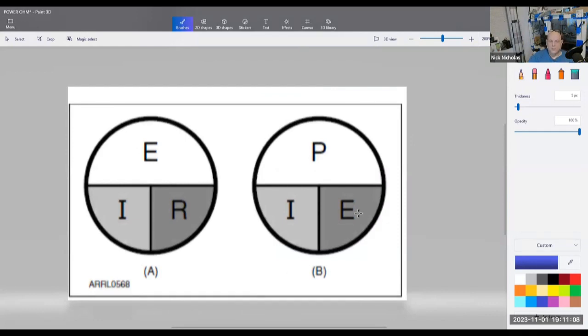Now, if it asks you for the current, cover it up. The current is equal to E over R. If it asks you for the resistance, it is equal to E over I. If it asks you for the voltage, it is equal to E times R, the voltage of a circuit.